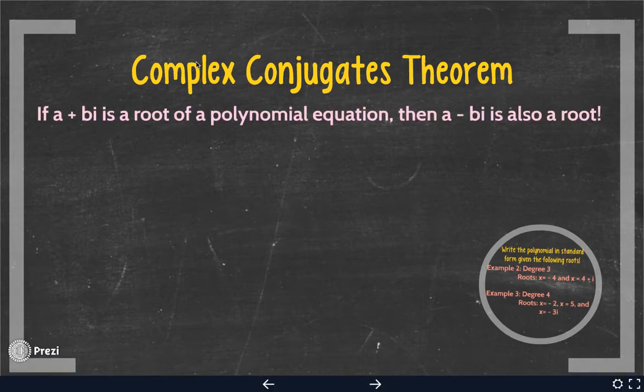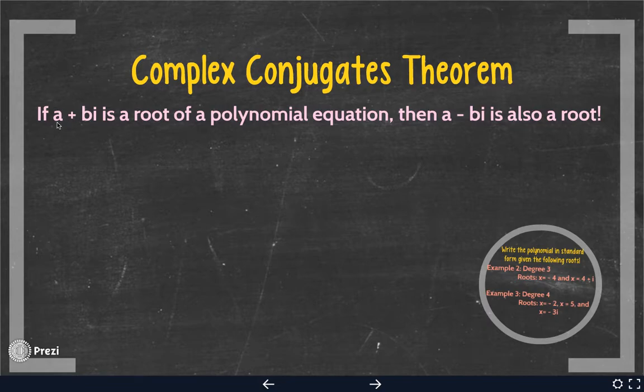So what the complex conjugate root theorem states: if a plus bi is a root, so this is a complex number, a real part and imaginary part, if a plus bi is a root of a polynomial equation, then a minus bi is also a root.